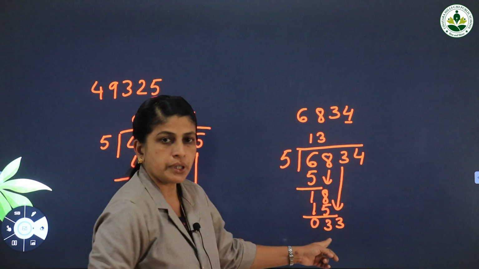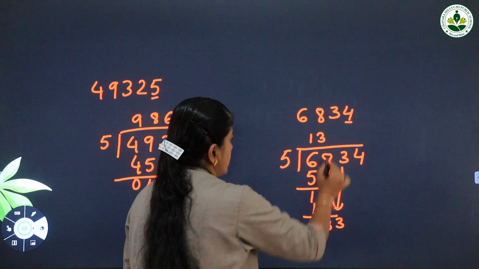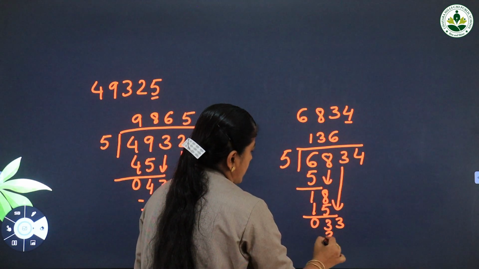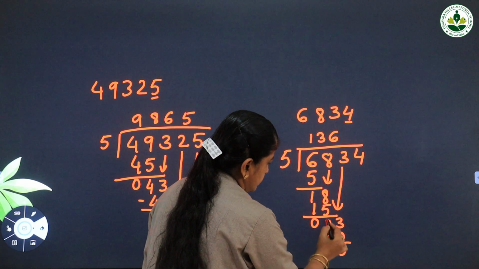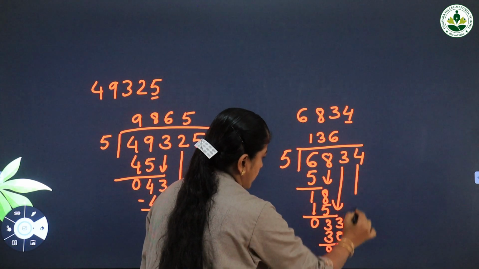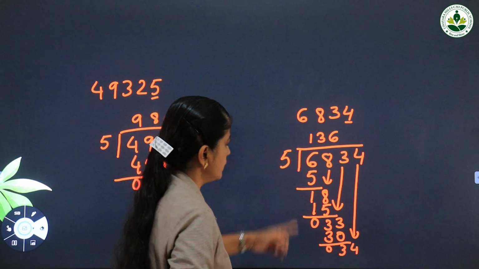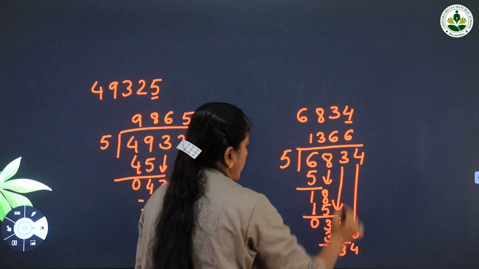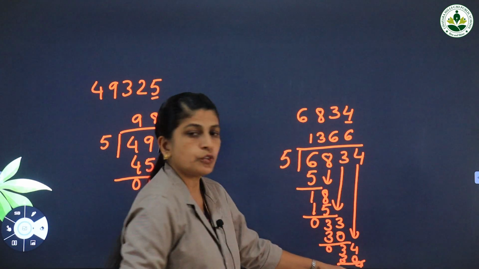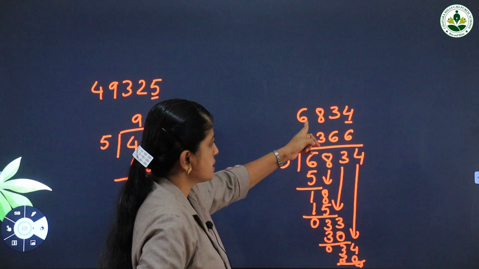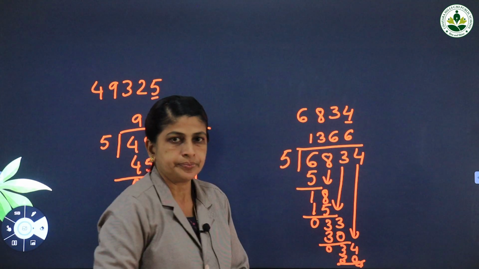The number became 33. In 33, how many 5's are there? 5 6's are 30. Again subtract, 3 minus 0, 3. 3 minus 3, 0. Bring down the next digit; 34 is the number. In 34 also 6 5's are there. 6 5's are 30 and here the remainder is 4. That means this 6,834 is not divisible by 5.